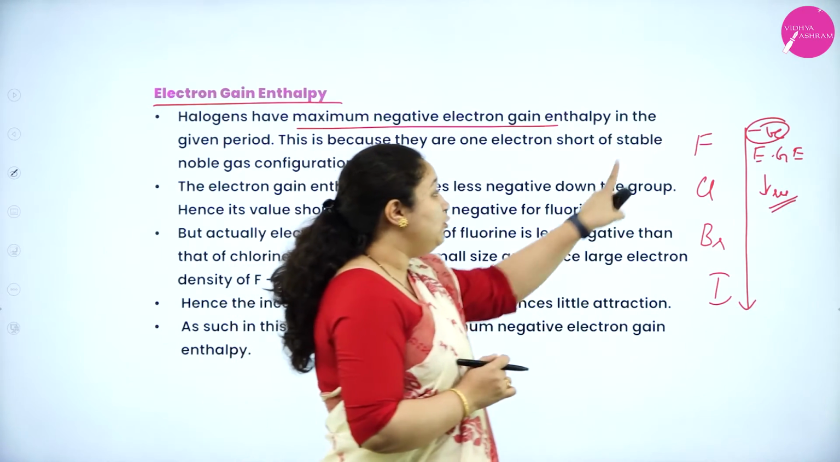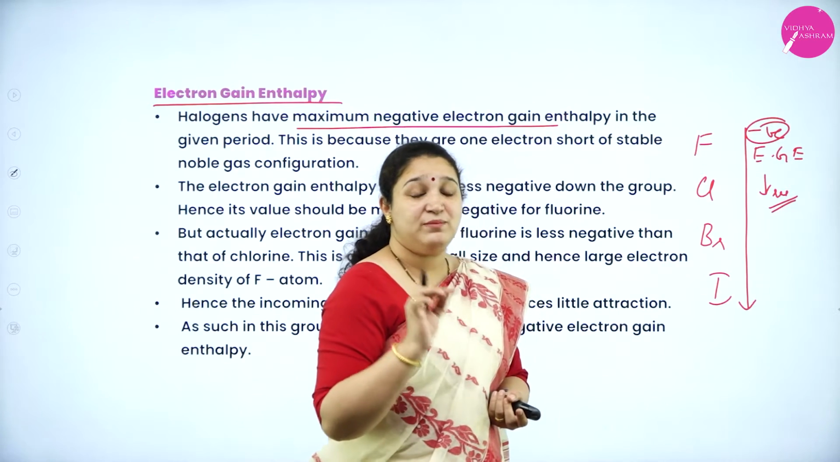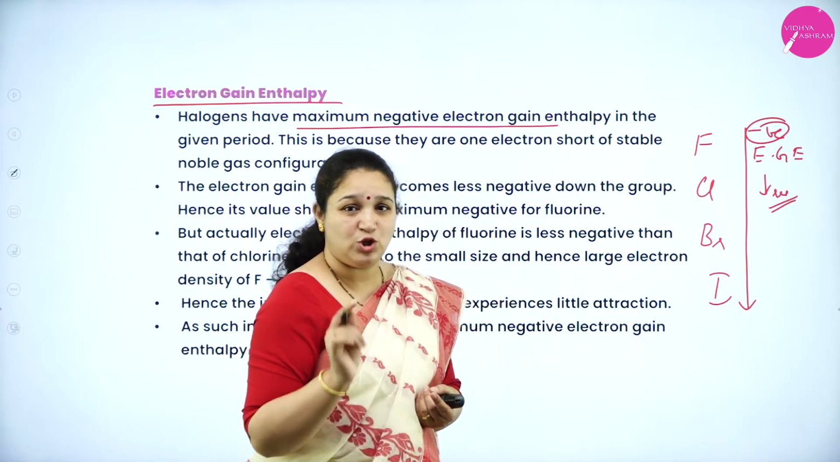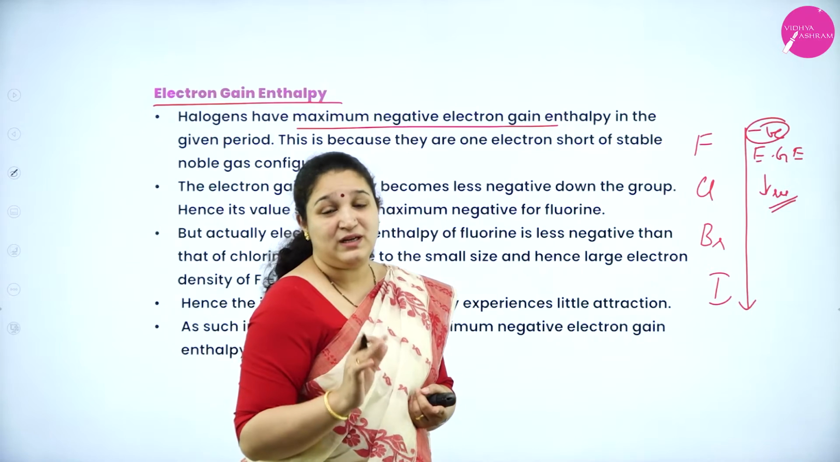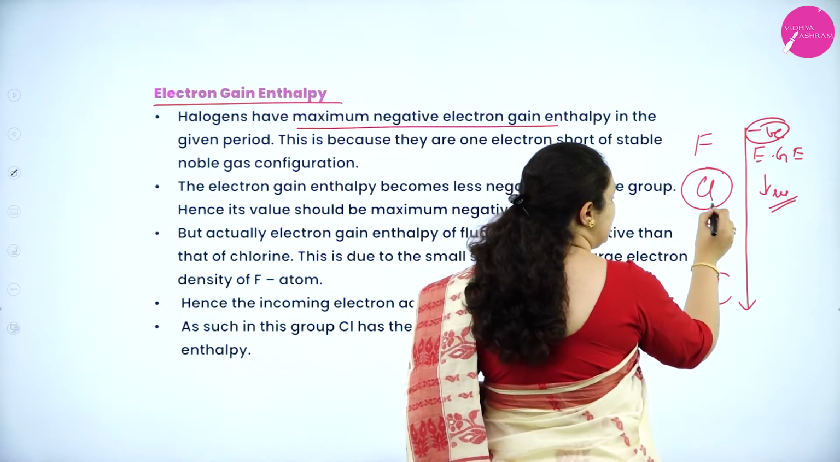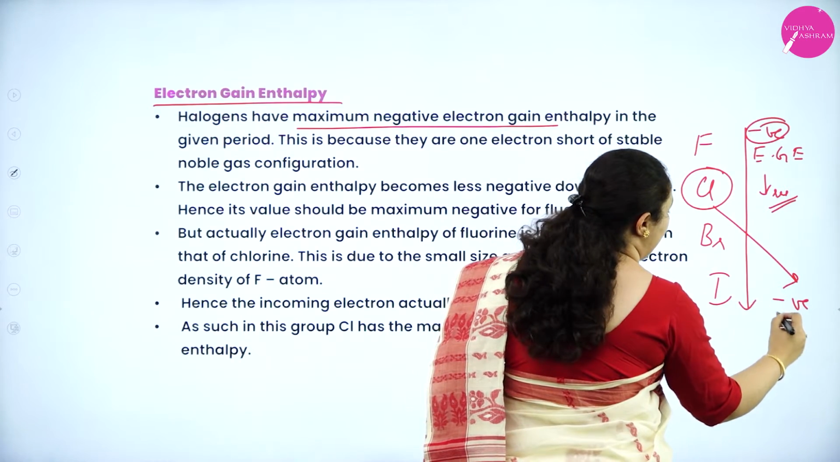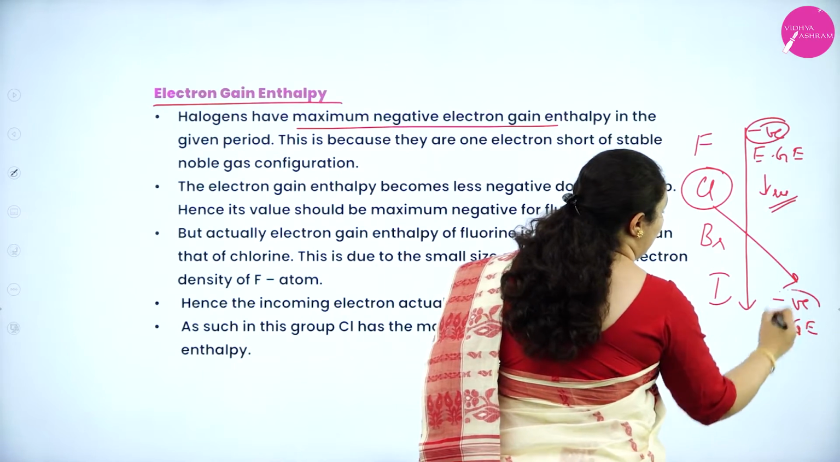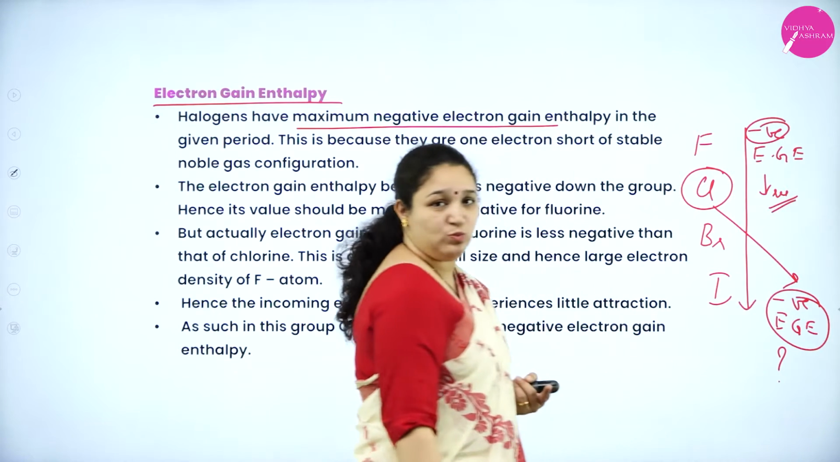That means fluorine should have the maximum electron gain enthalpy. Do you all agree? Yes, but it is not so. Chlorine is the one which is having the maximum negative electron gain enthalpy. And why is it so?